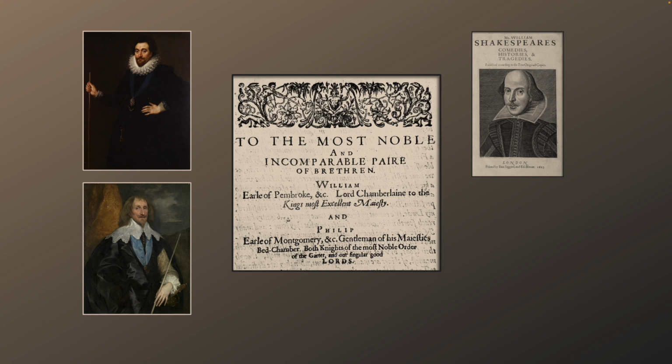So the Earl of Pembroke up here, William Herbert, the Earl of Pembroke, and then Philip Herbert. Both of them were Lord Chamberlain to the British monarchy, and they're carrying the baton. Both of them are holding the baton of the Lord Chamberlain there, and so the folio was dedicated to them because of their affiliation with the company, the theater company.